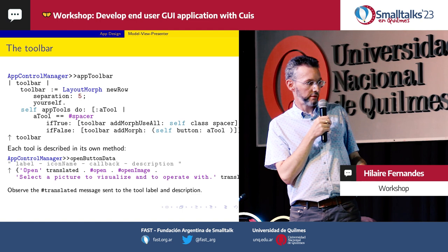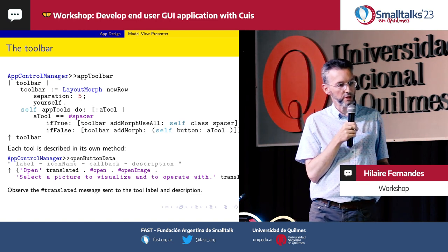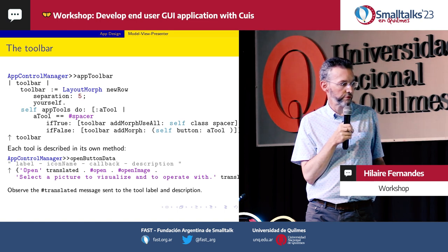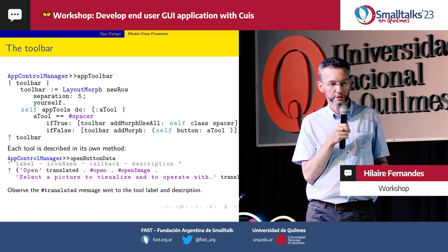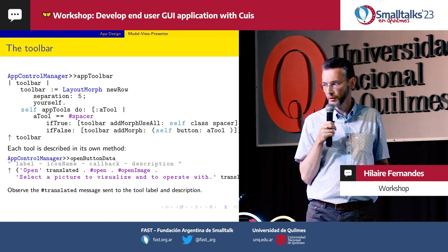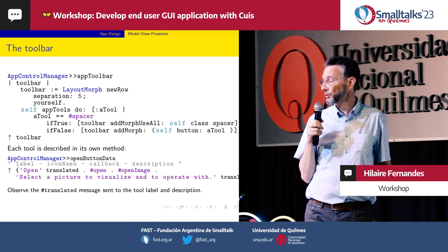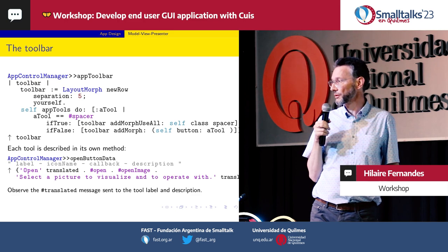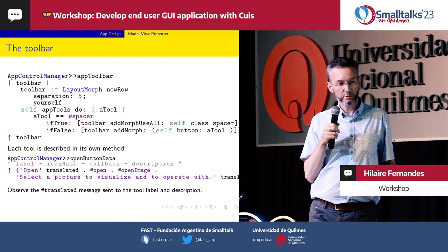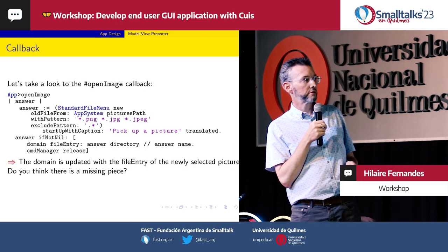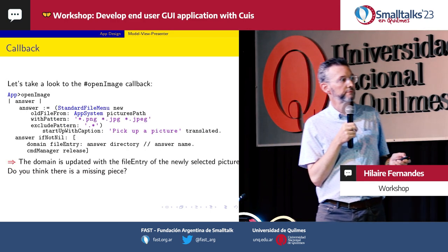So here, this is the description of the open button data. The callback is the third one. This is open image. This means that open image should be a method in the presenter class, right? Because the model of the button is a presenter, and the message will be sent to the button. So here, this is what is happening.